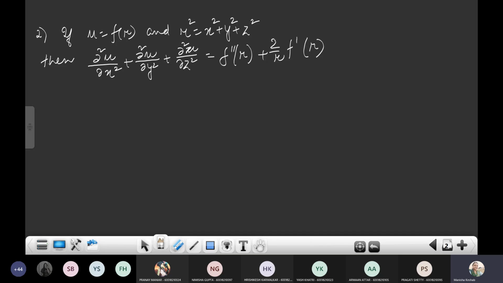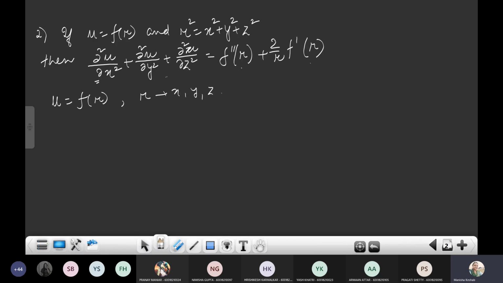So u is equal to f of r, and r square is equal to x square plus y square plus z square. Then we need to find this. And if you notice here, the answer we want is in terms of r, not in terms of x, y. So let us start with the first. To find this, u is equal to f of r, and r is a function of x, y, and z.